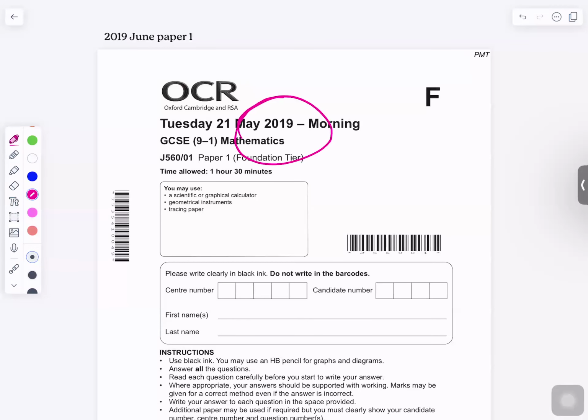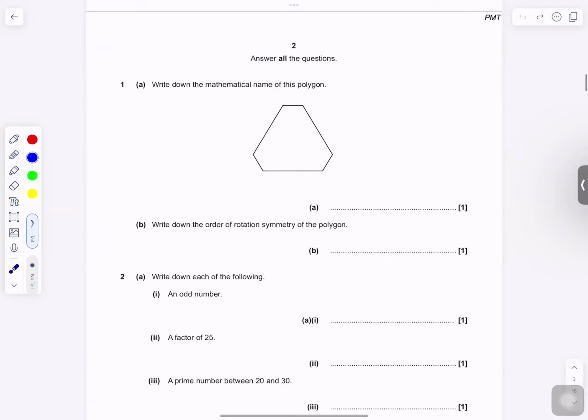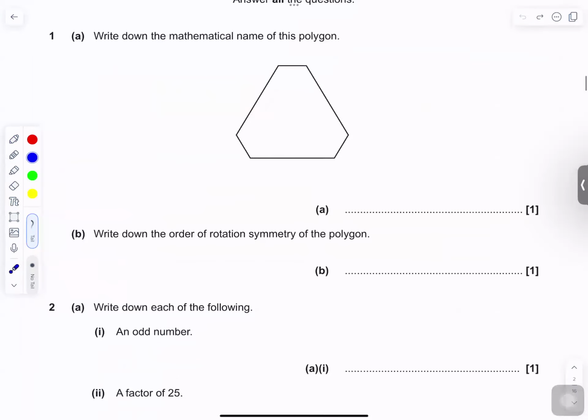So that was in 2019. That's a 2019 paper one. Let's see. Okay, question number one. Write down the mathematical name for this polygon. What name did you put? I'll put a hexagon. And why did you say hexagon? This is a six-sided shape. Correct. Hexagon, six-sided.